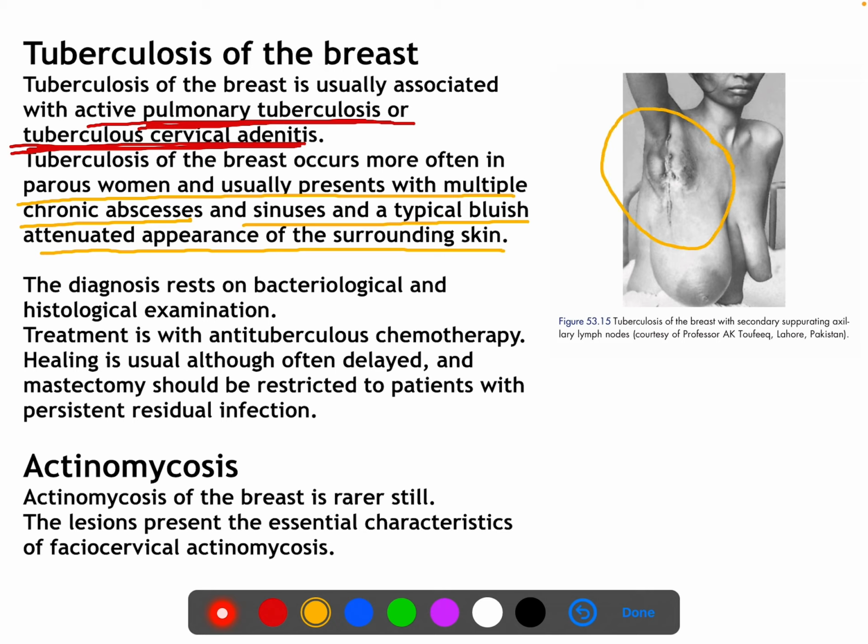فالتي بي of the breast لازم عند معظم البيشنتس عندهم active pulmonary TB أو active TB lymph node بالcervical lymph node وتكون بالبارا woman تكون multipara woman وبرزنتيشن مالته كرونيك ابسس مو ابسس واحد وساينسز مرات اكثر من ساينس موجود بالسكين overlying skin يكون bluish attenuated appearance of the surrounding skin.